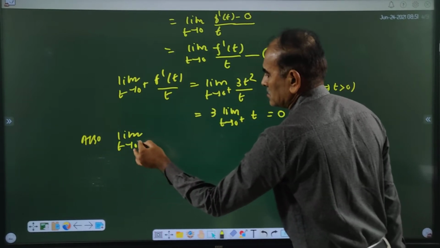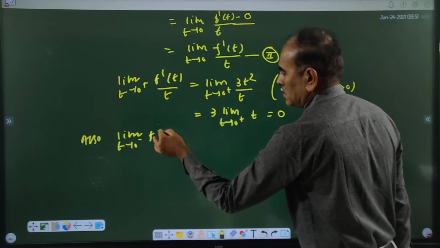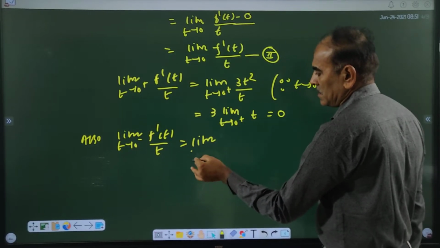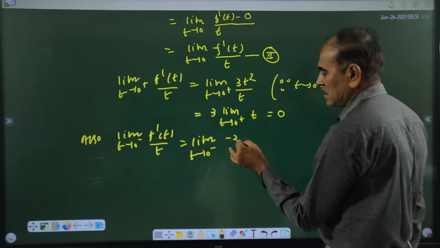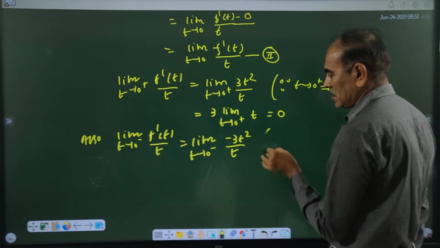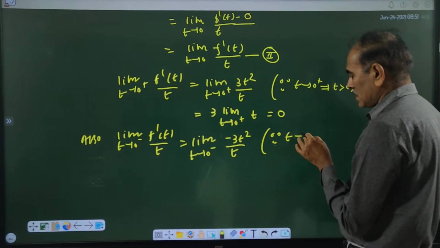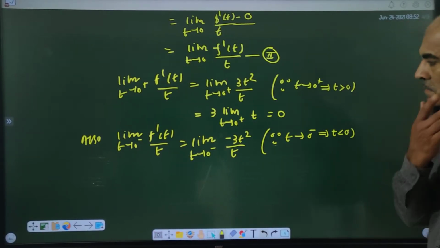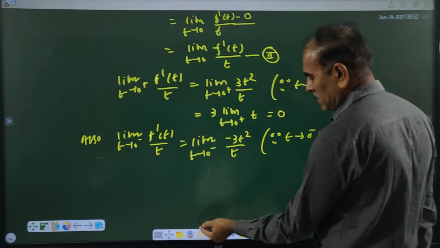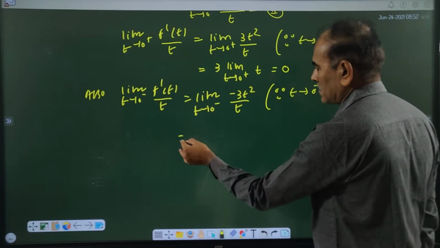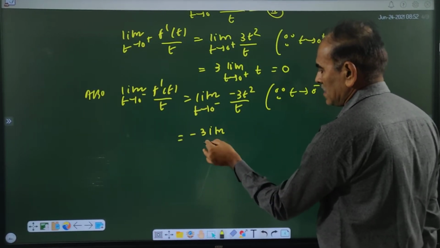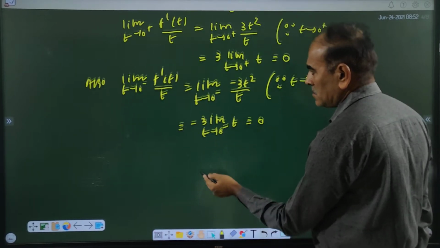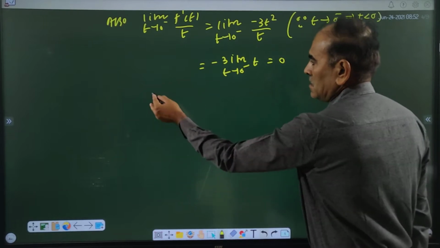Also, limit t tends to 0 minus f dash t over t. Limit t tends to 0 minus, yes, that we know, minus 3t square over t. Why? Because t tends to 0 minus implies t less than 0. So that is equal to what happens? Minus 3 times limit t tends to 0 minus t, that is also 0.